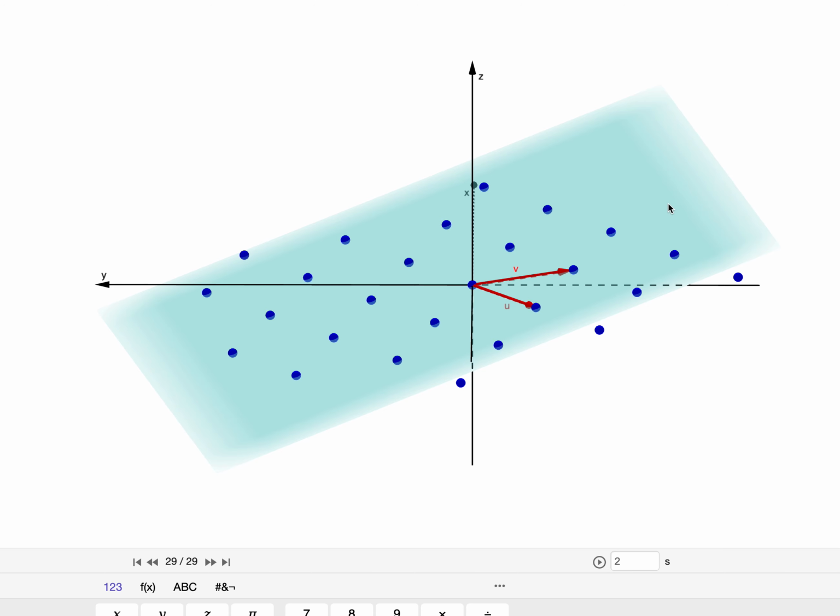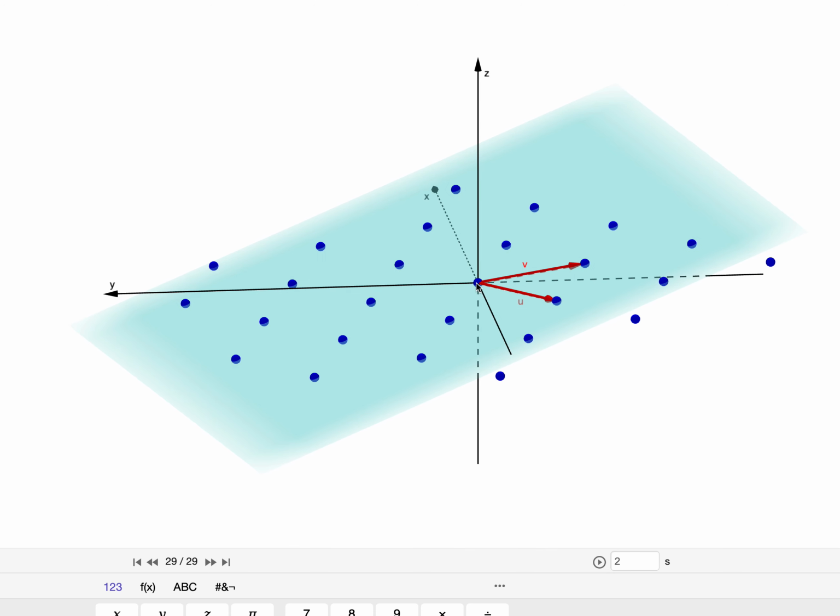So this is more of an interactive justification that if you take the span of two non-zero, non-parallel vectors in three-dimensional space, it's going to generate a plane. And just like the line example, it's a plane that contains the origin. Note that the origin was one of those linear combinations. You can always write the origin as a linear combination of any collection of vectors. Just take 0 to be all your coefficients. In this case, the origin would be 0 times u plus 0 times v.